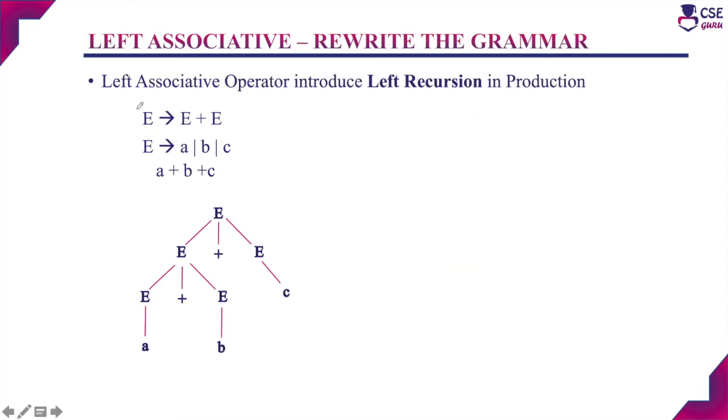So this is the given grammar and this is the correct parse tree. But this grammar is an ambiguous grammar. Now we will eliminate the ambiguity by rewriting the grammar. If it is a left associative grammar, we have to implement a left recursion in the production. So now we will rewrite the grammar as E derives E plus T. That is, we are introducing a new non-terminal T in the grammar. And then T derives A or B or C.